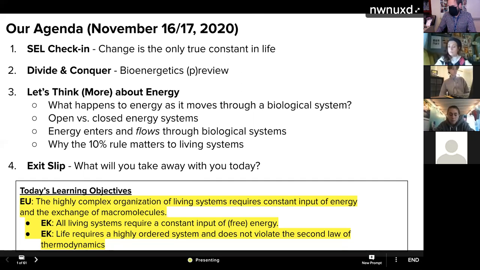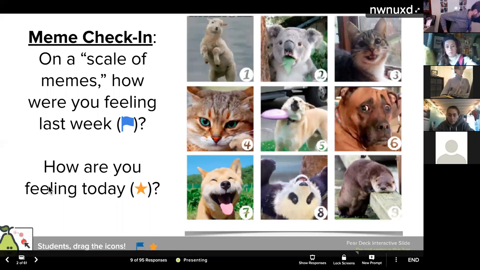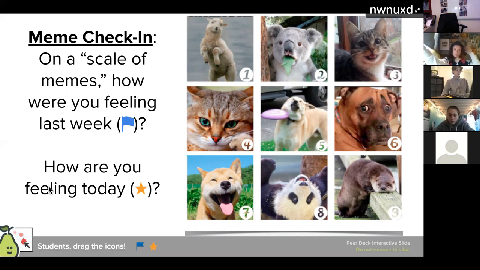All right. Well, our check-in today, we've seen this one before, but I'd like to use it a little bit differently today. A lot of change is going on in our lives, and change is really the only true constant in life to begin with. So if you were to think back over your experience last week, wherever you were, whatever you were doing, could you drag the blue flag to the meme that you think best matches your emotional state last week?